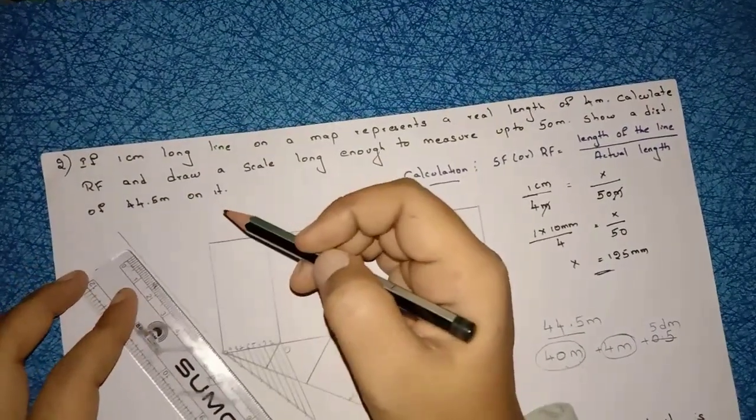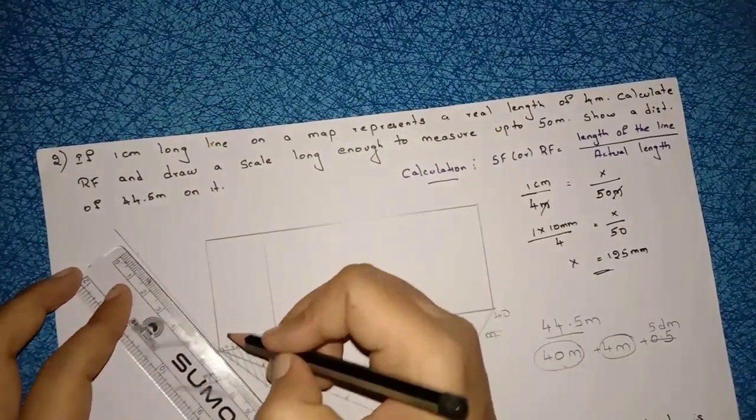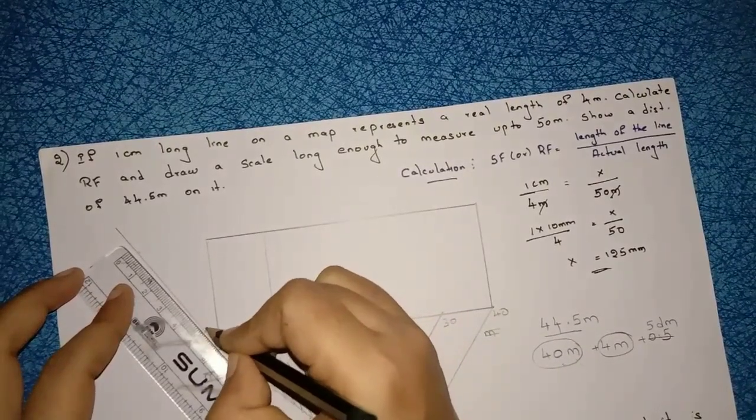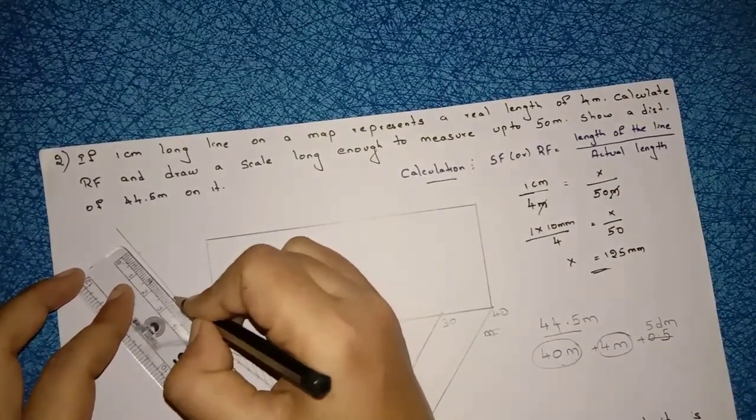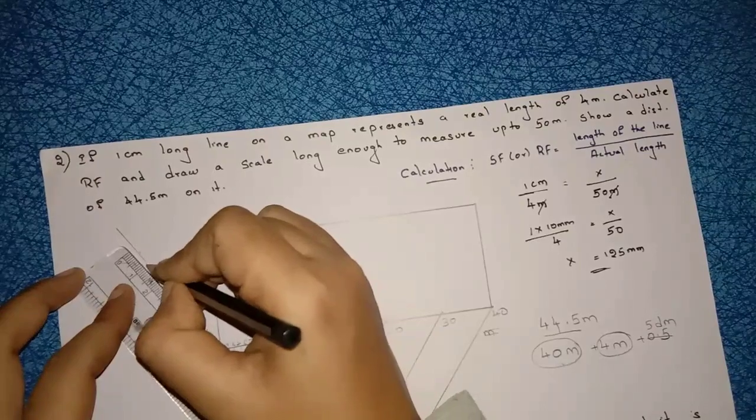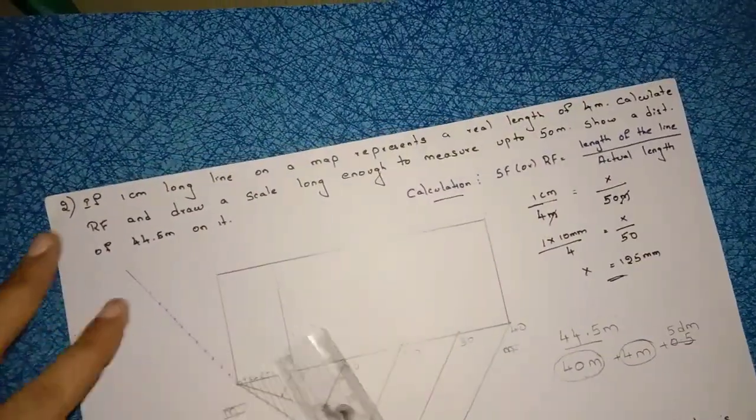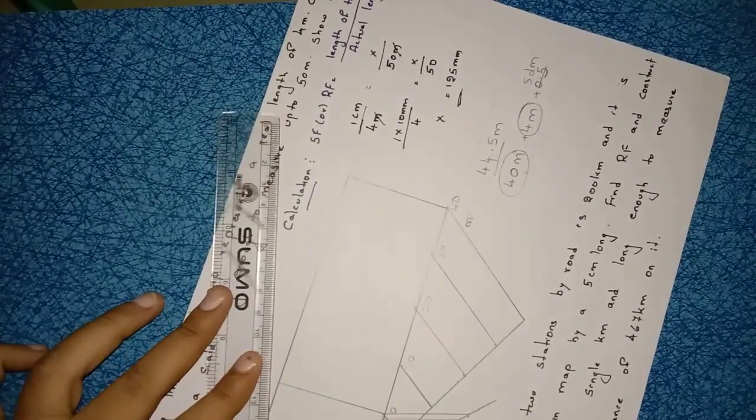With the help of compass, again you have to divide into 10 equal parts. So 1, 2, 3, 4, 5, 6, 7, 8, 9 and 10 equal parts, right? Now join this last arc to the end of the line. Draw parallel lines.